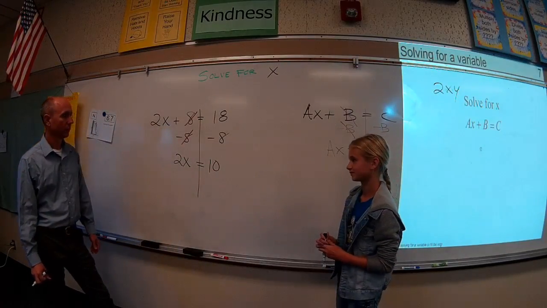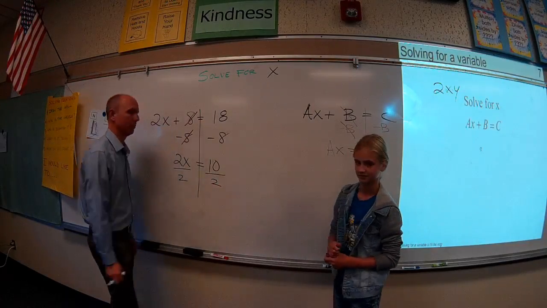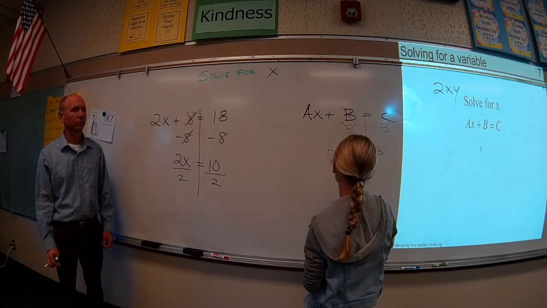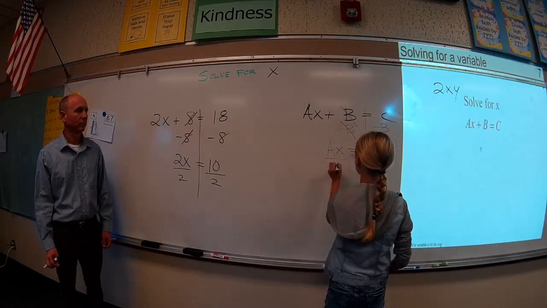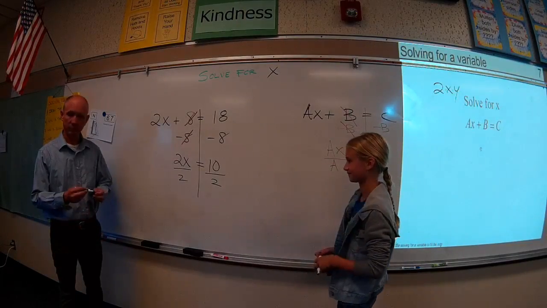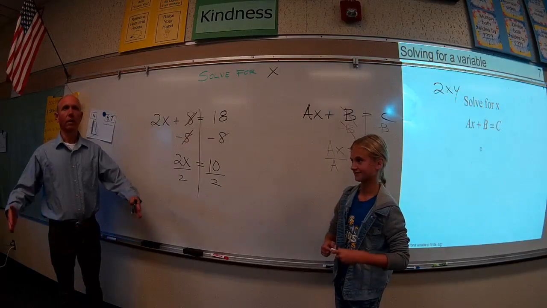I would like to divide both sides by 2. I would like to divide both sides by a. Now, the answer is going to be x equal to 5.